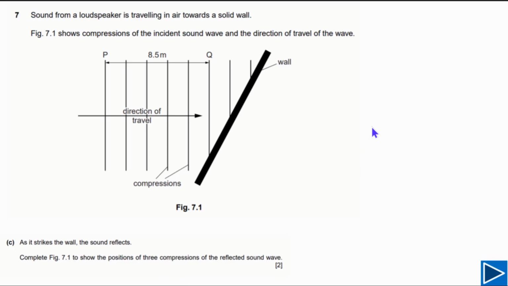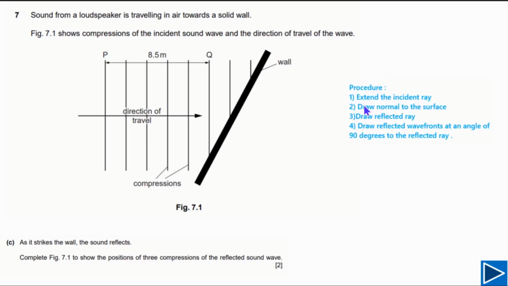For this question, we will also follow very similar steps. So let me explain the steps to you. First step, we will extend the incident ray to the wall. Then we will draw the normal to the surface, and then we will draw the reflected ray. Finally, we will draw reflected wavefronts at an angle of 90 degrees to the reflected ray. So these 4 steps we will follow. So let's start from step 1. Step 1, simply we need to extend this line.